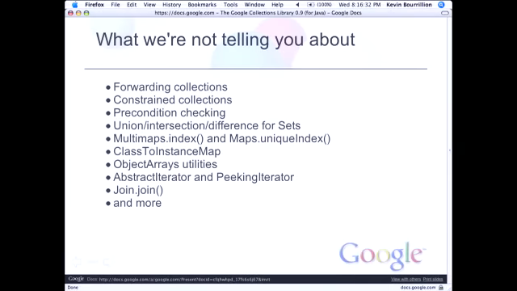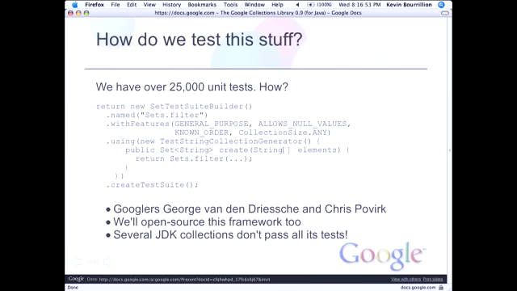This is the slide that I'm going to just skip. This is the stuff we're not telling you about. We're not telling you about all of our forwarding collections, constrained collections, precondition check methods, union, intersection, difference, but we did tell you about those. Multimaps.index and Maps.uniqueIndex, ClassToInstanceMap, AbstractIterator, PeekingIterator, and all kinds of other stuff. So that stuff exists too. I'm not telling you about it.